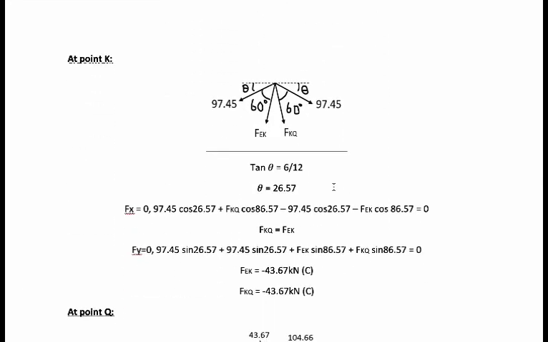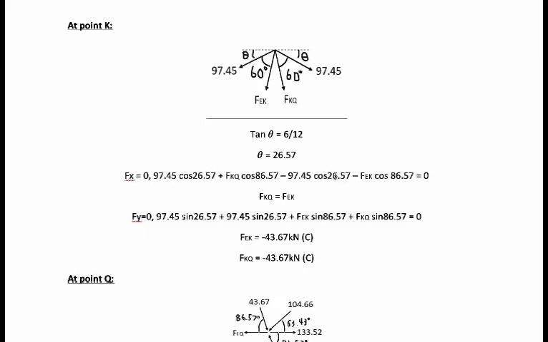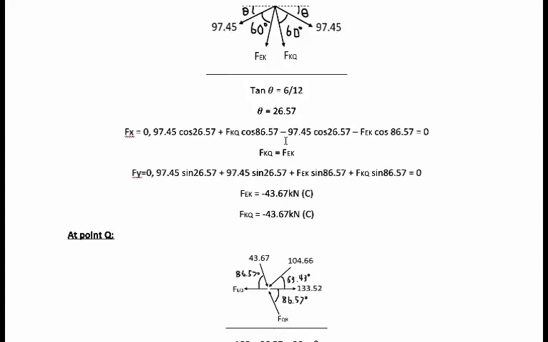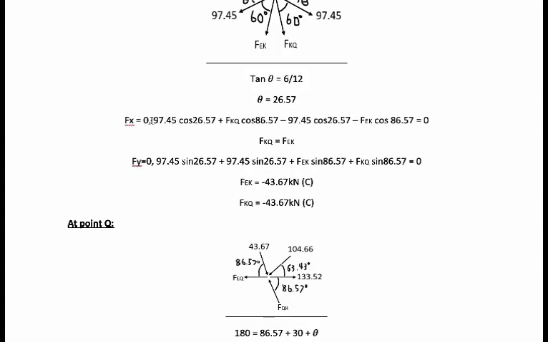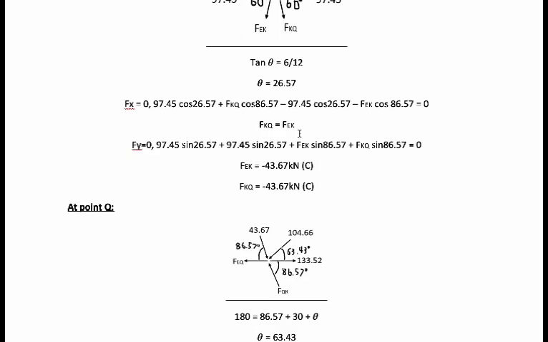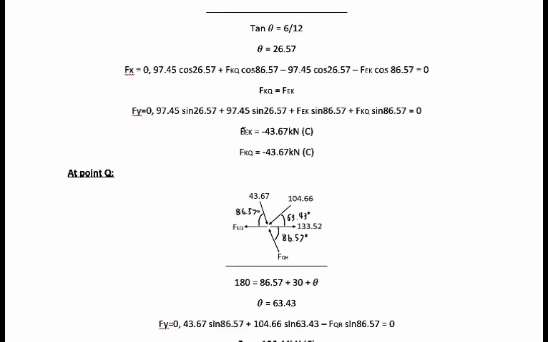And also for JK, as here we got it. Then we proceed with point K. We do the free body diagram, and we get the angle here. So we continue with the equation of equilibrium, and we can see that we will get this.